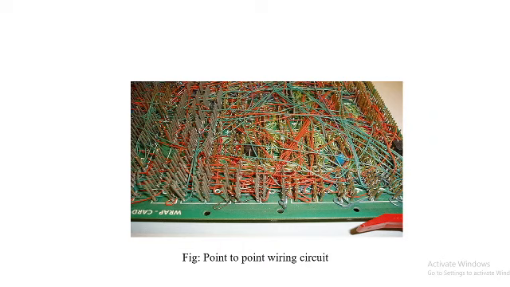Before the advent of PCBs, circuits were constructed through the process of point-to-point wiring. This led to frequent failures at wire junctions and short circuits when wire insulation began to age and crack.